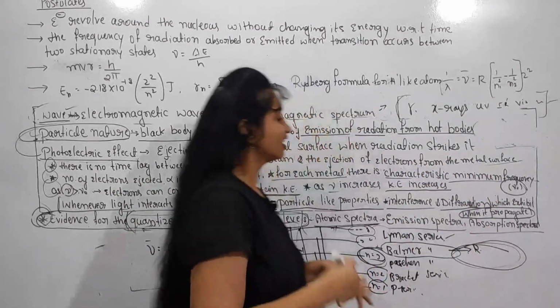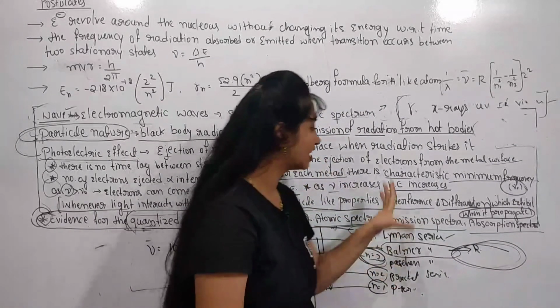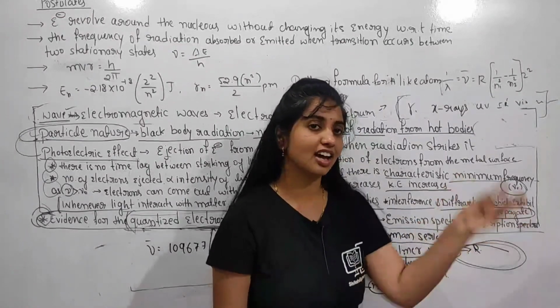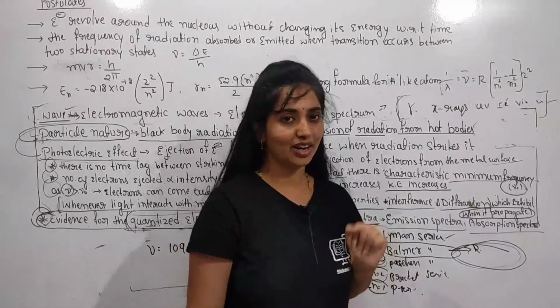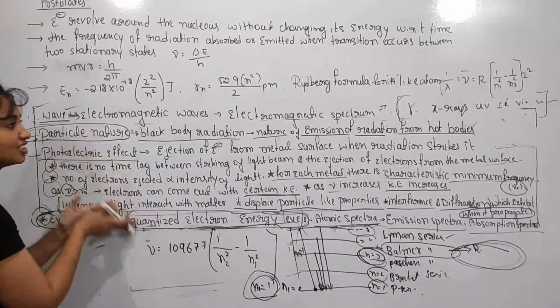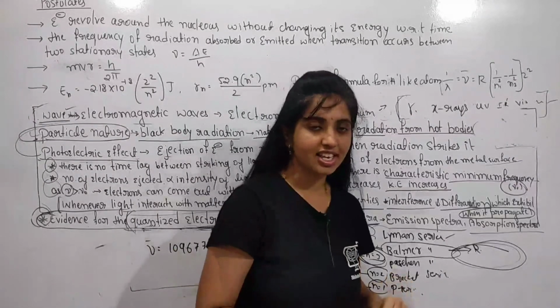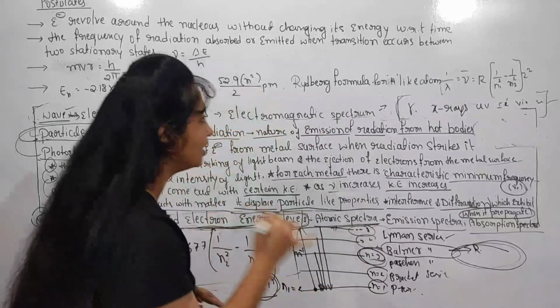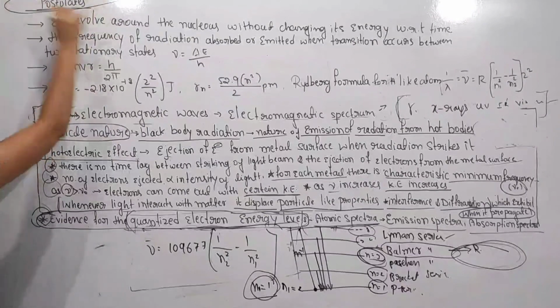So like this, every element also has a different line spectrum, and this spectrum is matched with the unknown atom, and we identify that unknown atom. So by studying these atomic spectra and the particle nature and the wave nature, finally Bohr gave his postulates, a well developed idea about the structure of an atom. So what are the postulates of Bohr's model of an atom?